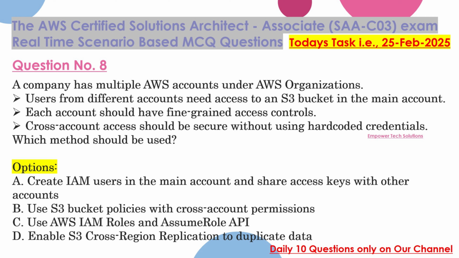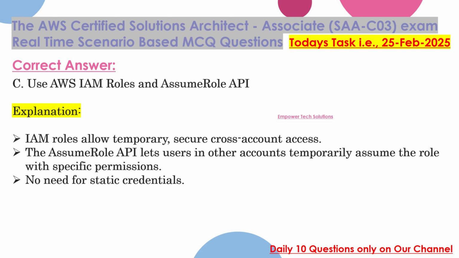Options: A. Create IAM users in the main account and share access keys with other accounts. B. Use S3 bucket policies with cross-account permissions. C. Use AWS IAM roles and assume role API. D. Enable S3 cross-region replication to duplicate data. Correct answer: C. Use AWS IAM roles and assume role API.